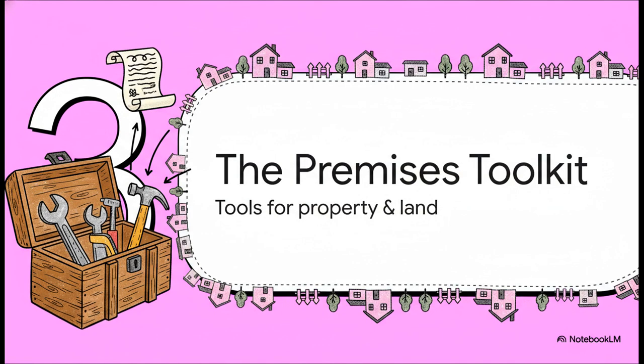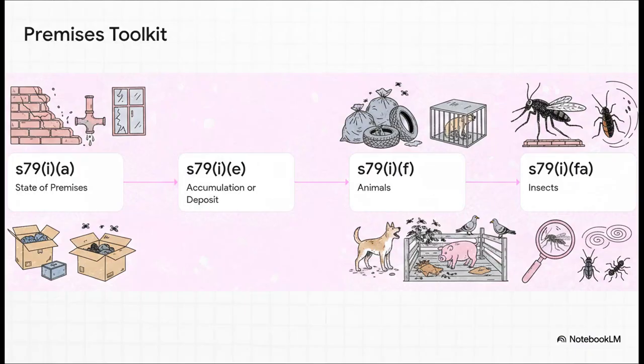Okay, let's pop open the first tray in that toolkit. We're talking about the powers you have to deal with problems that relate directly to the physical state of a property or a piece of land. So here are your 4 main tools for this. A good way to remember them is to think about the fabric of a building, what's on the property, the life being kept there, and any infestations.